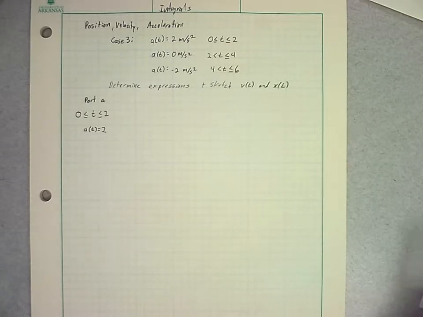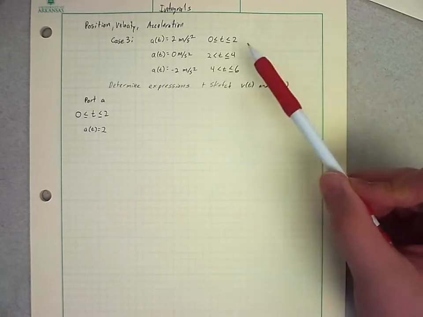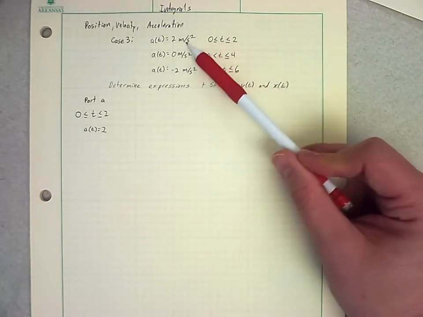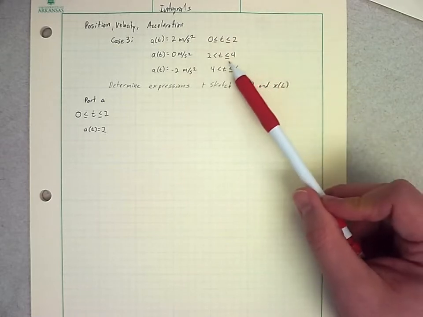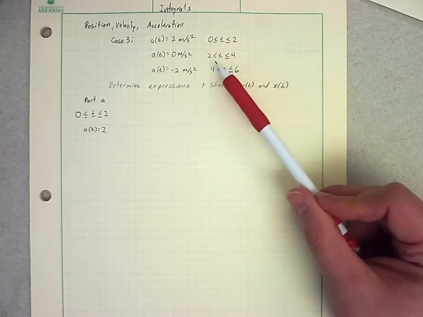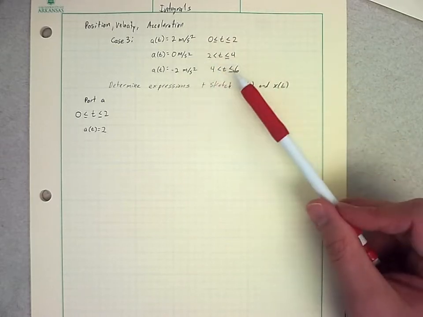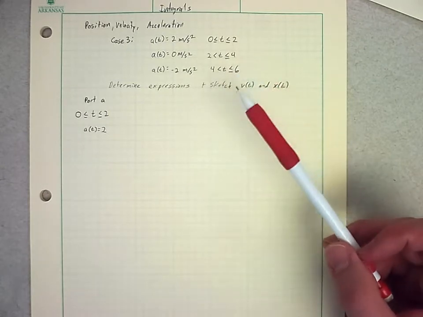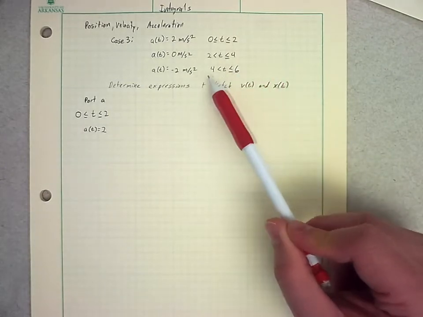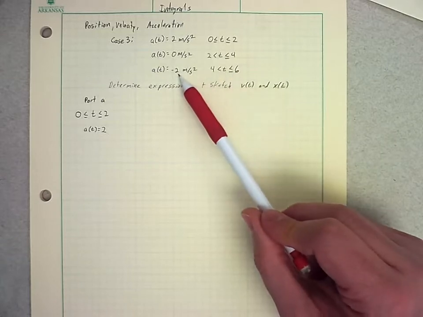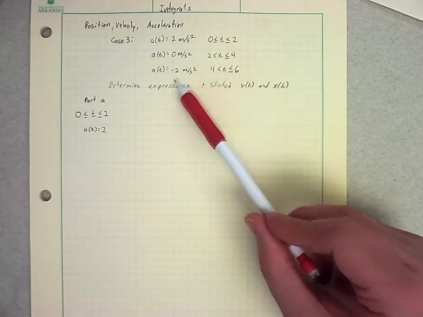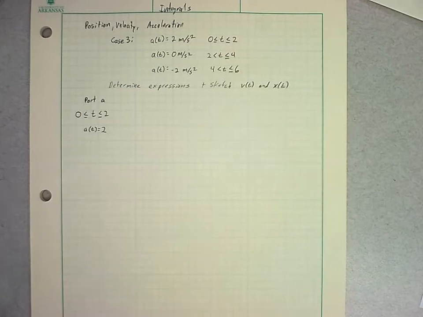Okay, so essentially we have 3 parts here. We have from 0 to 2, it's a constant acceleration of 2 meters per second. From 2 to 4, there's no acceleration, so we know from that the velocity is going to stay constant. And then from 4 to 6, it's got a negative acceleration of negative 2 meters per second, so it's slowing down. So let's take this piece by piece.